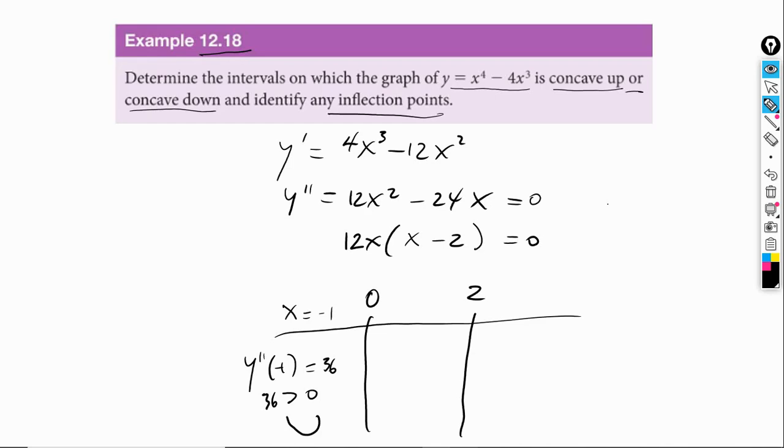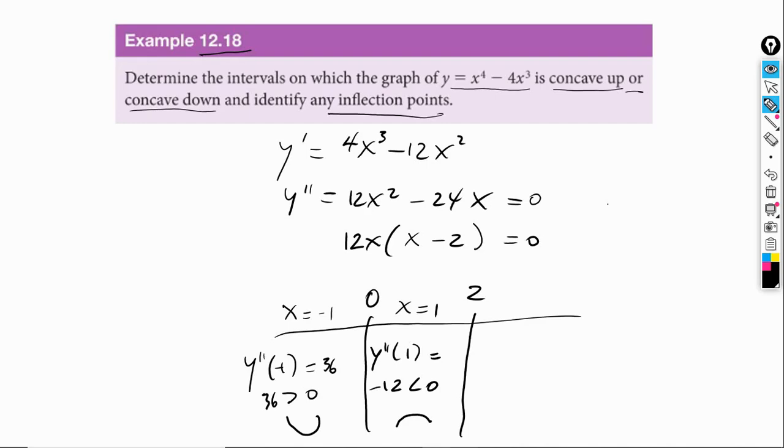Then let's test the value between 0 and 2. For instance, x equals 1. So if we plug 1 into the second derivative, we're going to get -12, which is obviously less than 0. So that means the concavity between 0 and 2 would be downward.